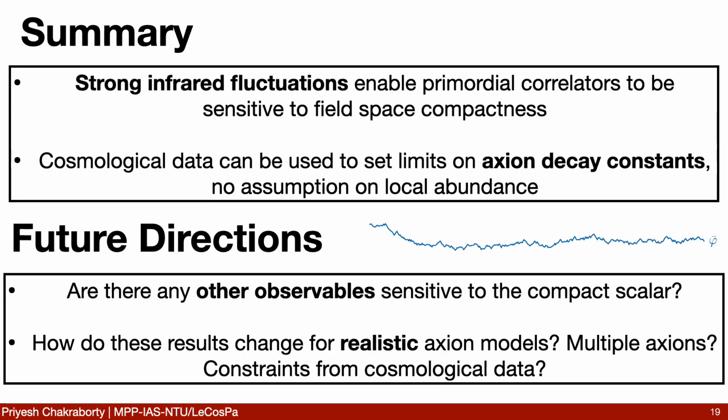Okay. So just to summarize, I've argued that the strong infrared fluctuations of light scalars in de Sitter really make it necessary to work with operators that respect the periodicity. So it makes physics sensitive to the compactness of field space. Of course, one can always take this toy model and make it more realistic. It would be super interesting to study what kind of shapes you get as a consequence, and maybe even to constrain them using real data.